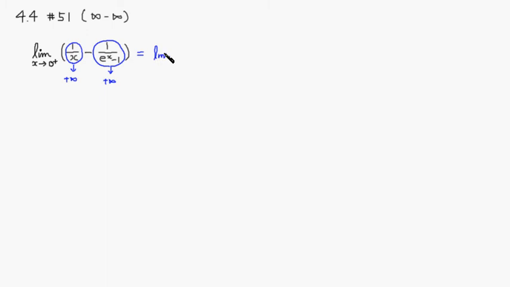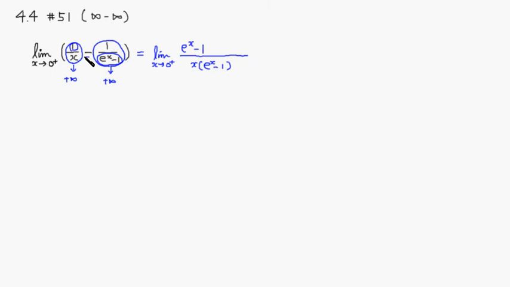So we still have a limit as x approaches 0 from the positive side. Alright, so I'm going to just take the common denominator. The easiest one is to just multiply the denominators together. So it's going to be just x times e to the x minus 1. Alright, so we took the common denominator. So we have to multiply this 1 by e to the x minus 1. So it's going to be just e to the x minus 1.